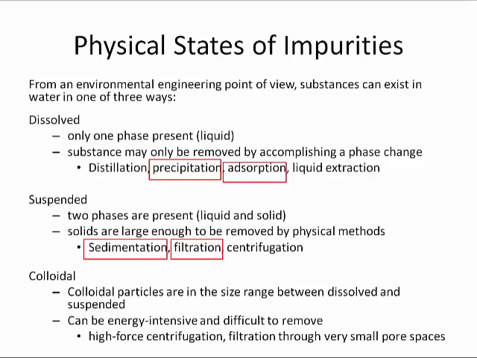There are three physical states in which impurities are typically present: dissolved, suspended, and colloidal. For dissolved substances, we typically use precipitation and adsorption to change the physical state of the impurity and remove it. In precipitation, we change the physical state from an aqueous state to a solid state, and we remove that. In adsorption, we also remove the substance, usually from a gas state or an aqueous state, to a solid state by adsorbing it to the solid.